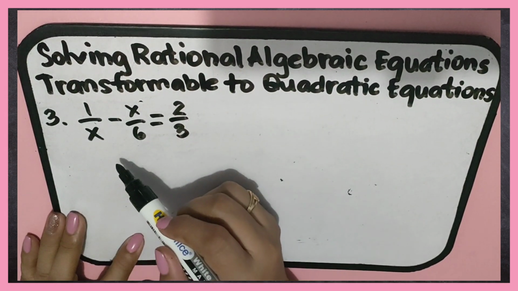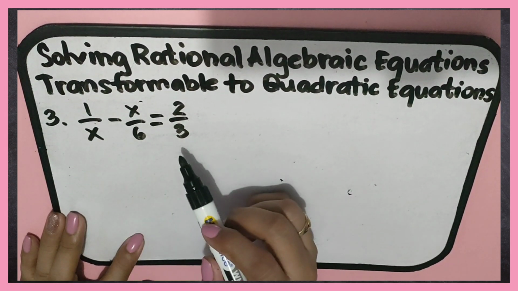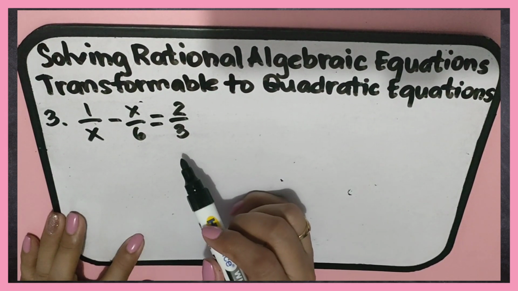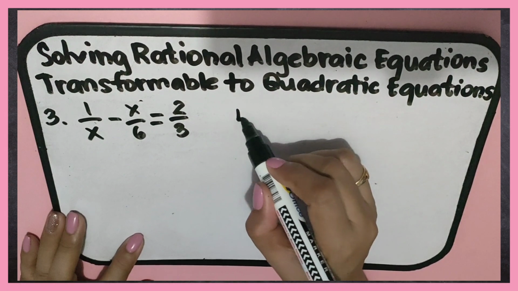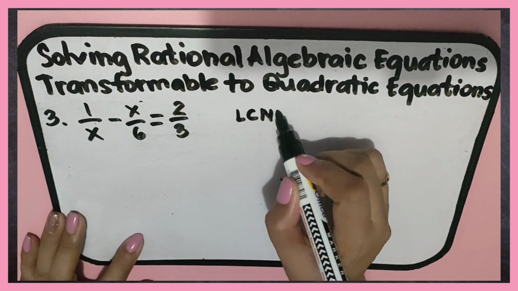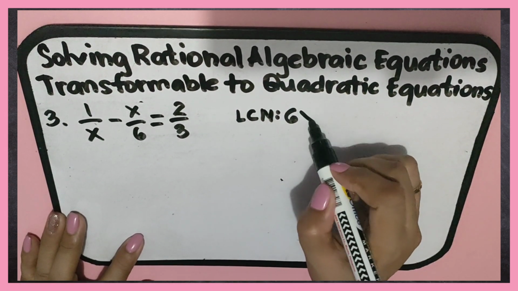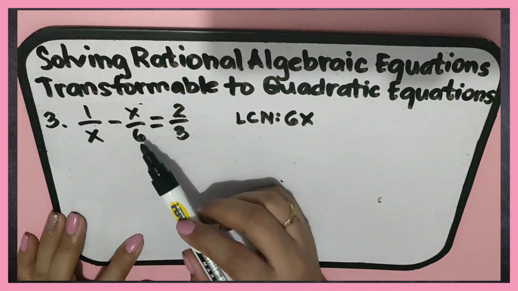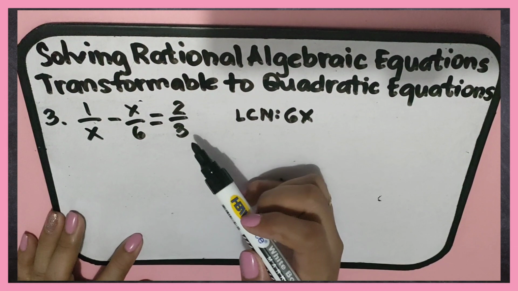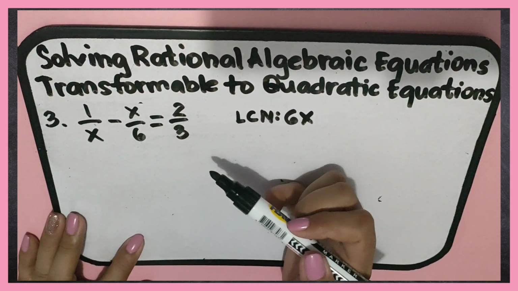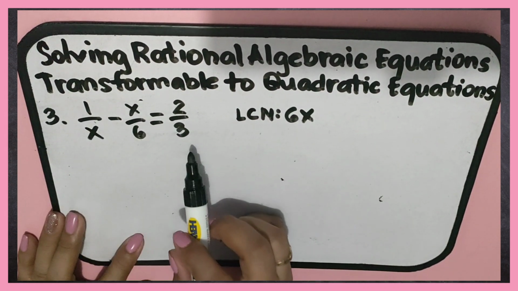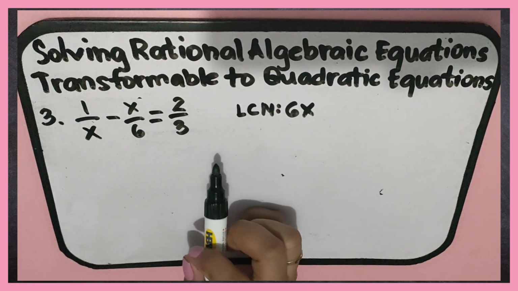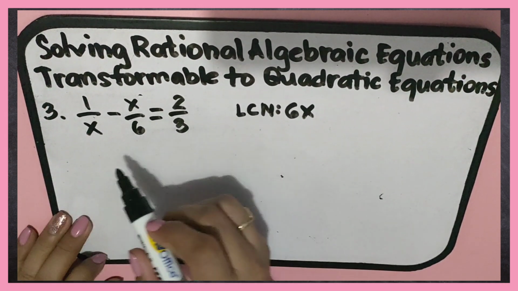Then the first step is to multiply both sides of the equation by the least common multiple of all the denominators. So the LCM in this given is 6x. Take note that the LCM is the smallest multiple that two numbers have in common. So in this example, our LCM is 6x. So multiply to both sides.